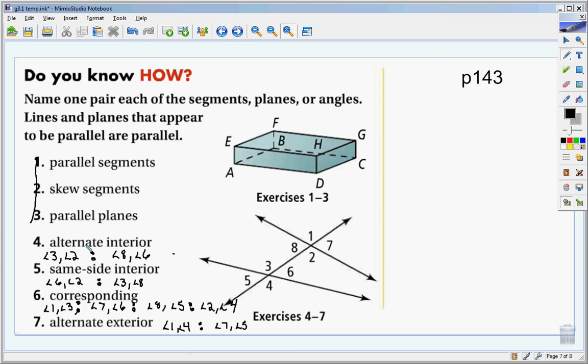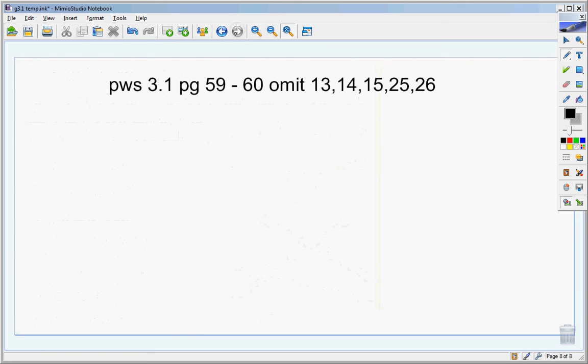Everybody okay with naming alternate interior, alternate exterior, corresponding, same side interior? Then your assignment today is out of your workbook. It's page 59 and 60. Please omit these 5 questions. They are just identifying, so it may seem like a lot of questions, but they really shouldn't take you that long to name the pairs.